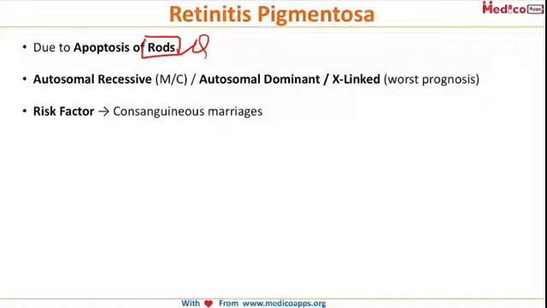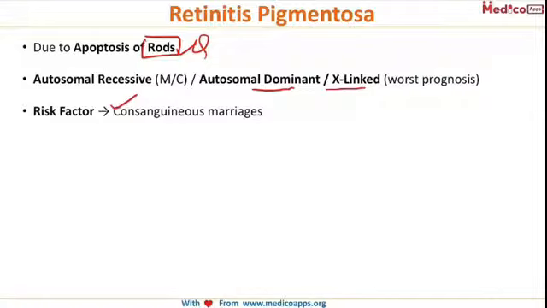It is an autosomal recessive disease, very common it is. So it is more common in consanguineous marriages that are very rampant in our country. So it is an autosomal recessive type of disease. However, sometimes it can occur as an autosomal dominant type or an X-linked type. When it is an X-linked type of retinitis pigmentosa, it's going to have the worst prognosis.